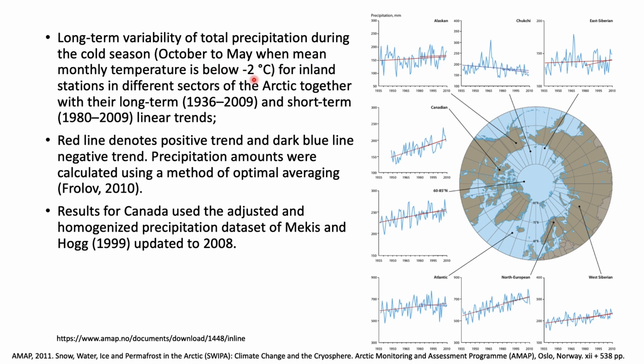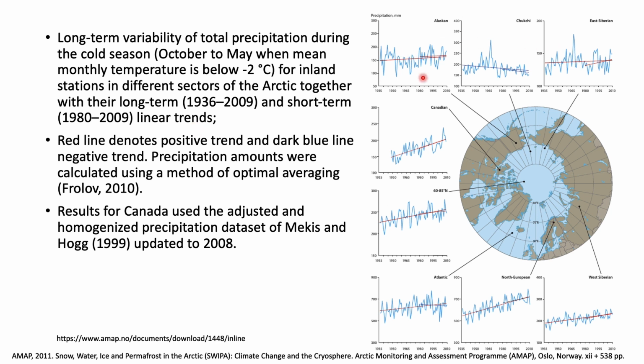Here is a variability of total precipitation during the cold season, that is from October to May, when mean monthly temperature is below -2 degrees centigrade for inland stations. This study was carried out for a long time, that is from 1936 to 2009, and also for a short term from 1980 to 2009. The linear trends are actually seen.